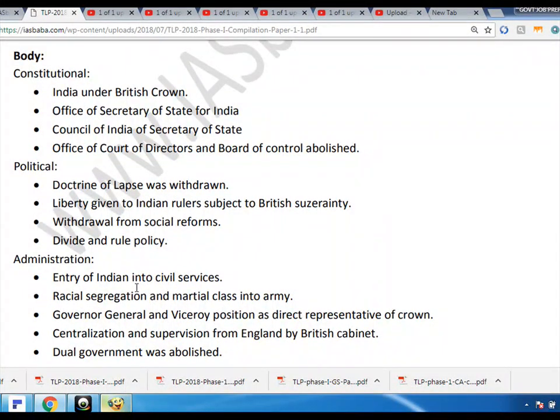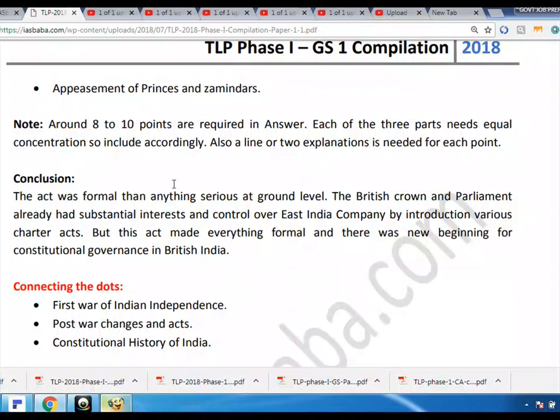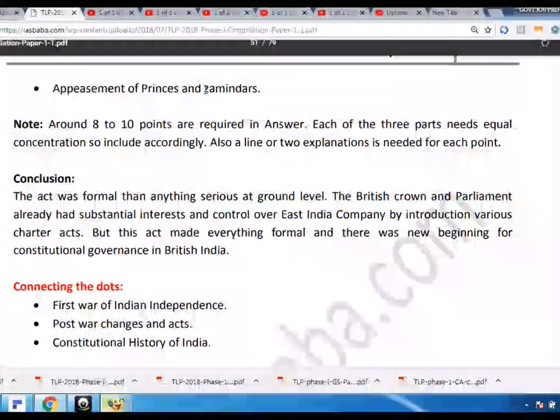Administration: entry of Indians into civil services. Racial segregation and martial class in the army. Governor General and Viceroy positioned as direct representative of the Crown. Centralization and supervision from England by the British Cabinet. Dual government was abolished. Appeasement of Princes and Zamindars.